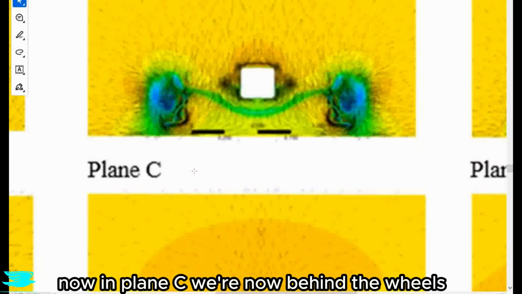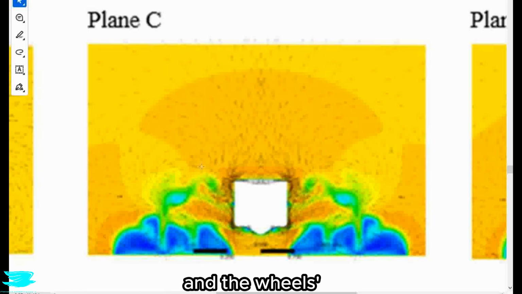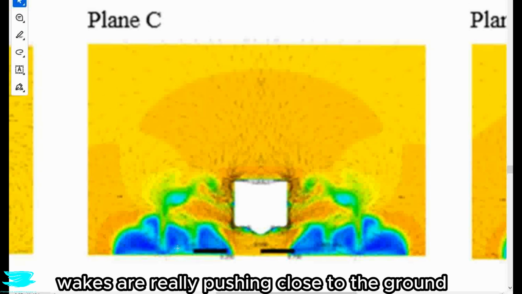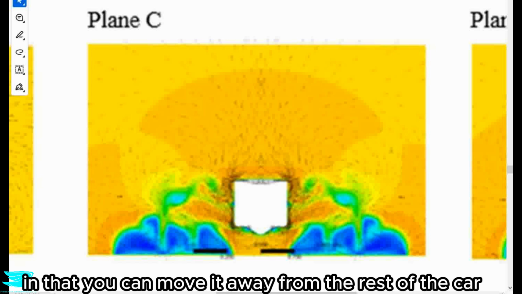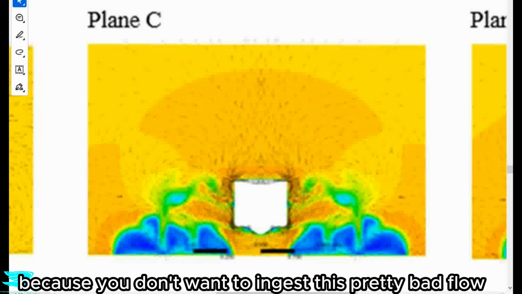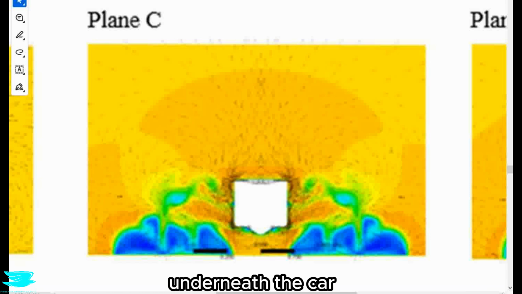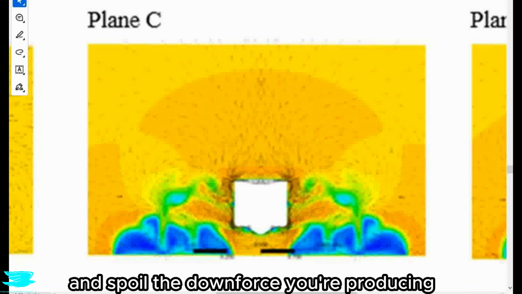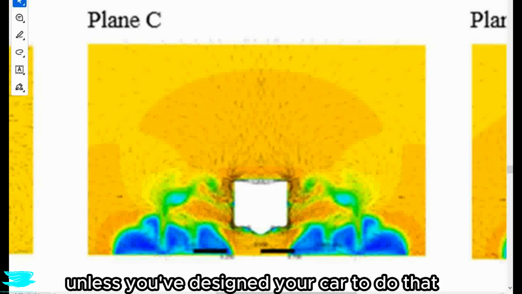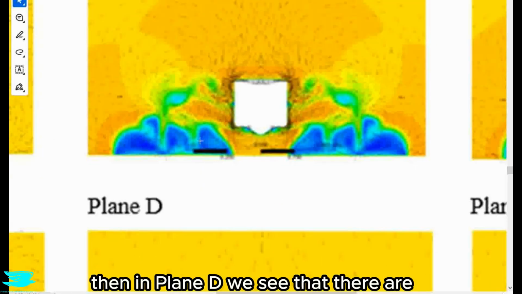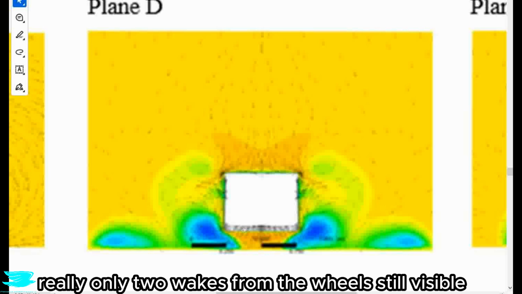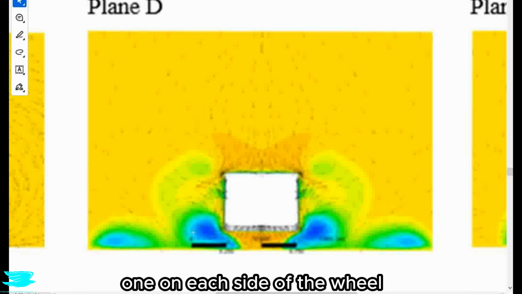Now in plane C, we're behind the wheels, and the wheels' wakes are pushing close to the ground in a way that is good in that you can move it away from the rest of the car. That is generally good because you don't want to ingest this pretty bad flow underneath the car and spoil the downforce you're producing, unless you've designed your car to do that, but usually the cars don't operate very well with this pretty crappy flow. Then in plane D, we see that there are really only 2 wakes from the wheel still visible, and they're both from the jetting vortices, one on each side of the wheel.